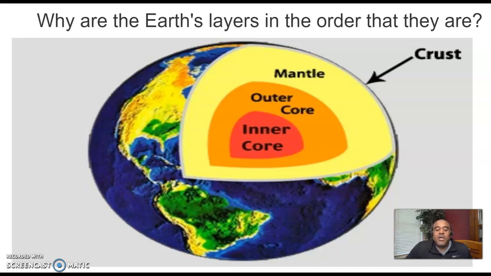All right, I want you to think about a couple of guiding questions today. Why are the Earth's layers in the order that they are? You're going to discover that by learning about what each layer is composed of. Why can't we live on the inner core? Most of you are probably thinking it's too hot. Yeah, you're right. It is too hot. The temperature's too great. Okay? I want you to discover what the inner core and the outer core are composed of, and I want you to learn a little bit more today about what the mantle is composed of.